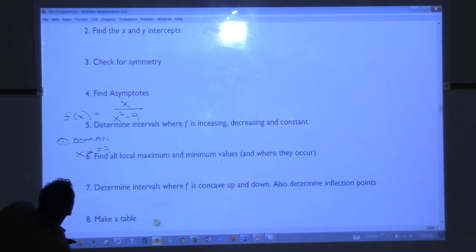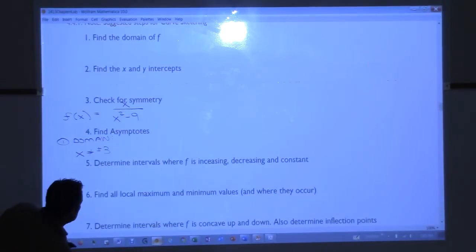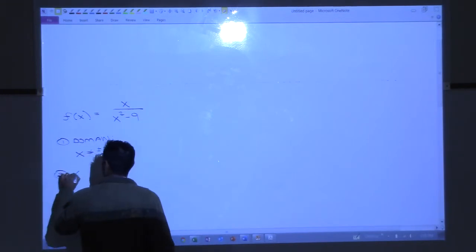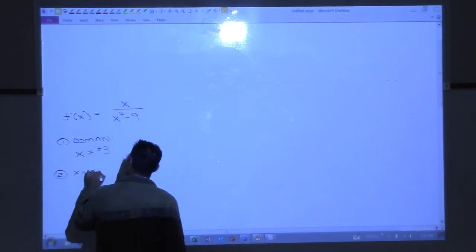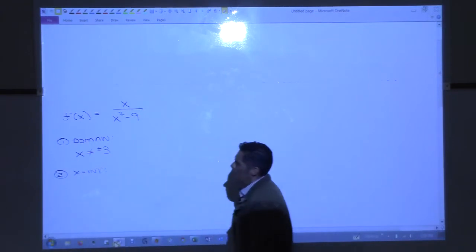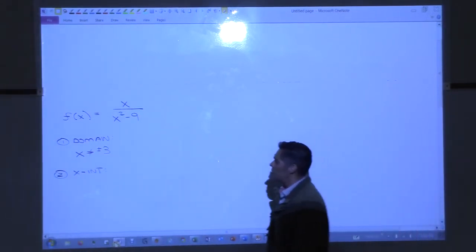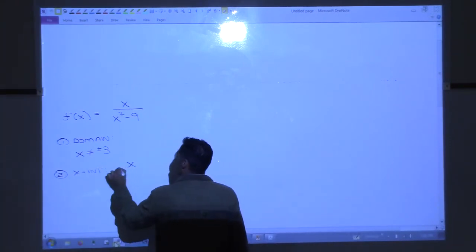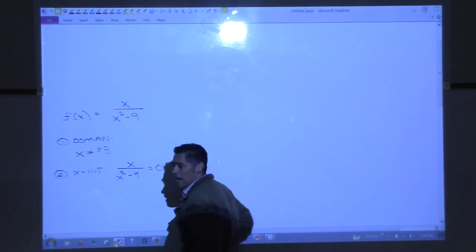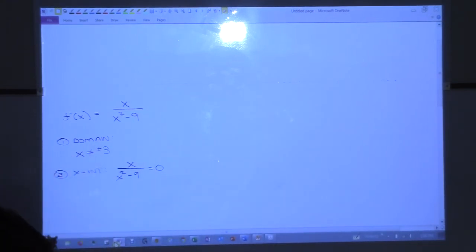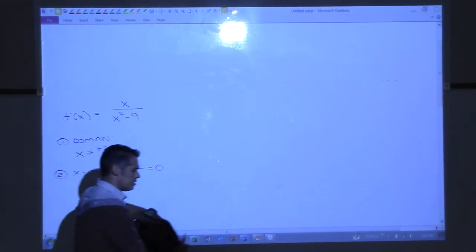So we have x and y intercepts, right? So we're going to look for x and y intercepts now. So how do we find the x-intercepts for any function? Set the function equal to 0, right? So we're going to set x over x squared minus 9 equal to 0. And that is a fraction, right? A fraction equals 0, and a fraction can only be 0 if the top is 0, right? So we just have one solution here. x is 0.